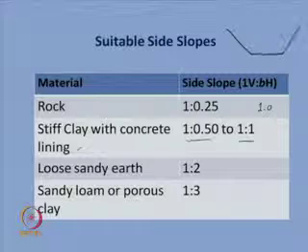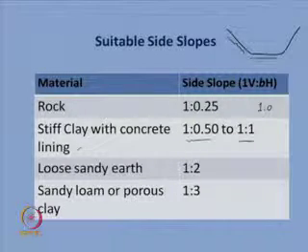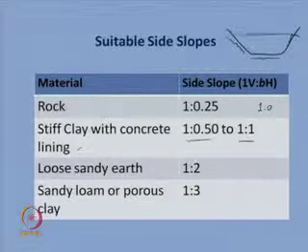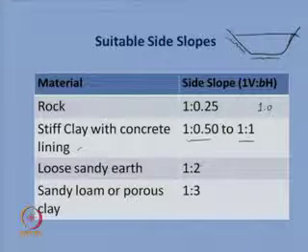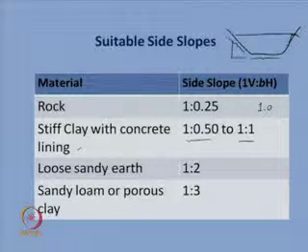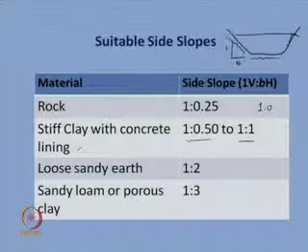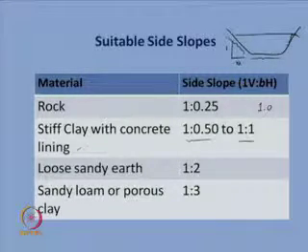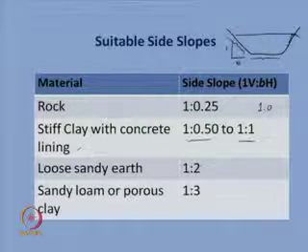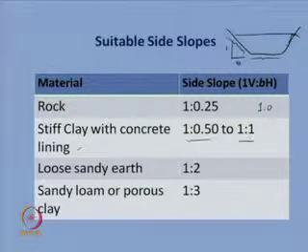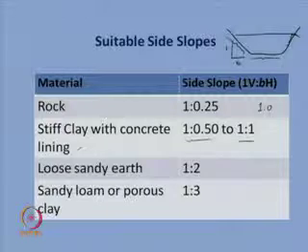So, let me draw the thing here. So, your 1:B, this is the thing suggesting the side slope. For stiff clay, this 1:B is almost 1:1. For loose sandy earth, this is 1:2. For sandy loam or porous clay, this is 1:3.